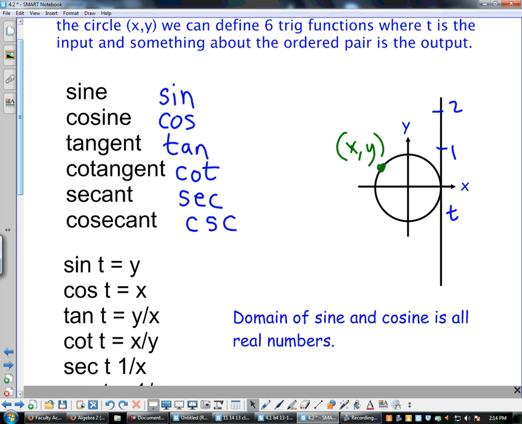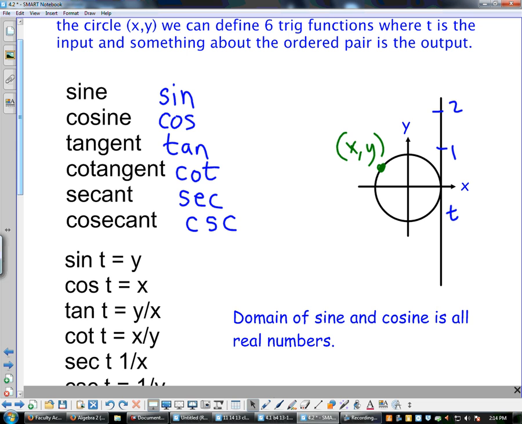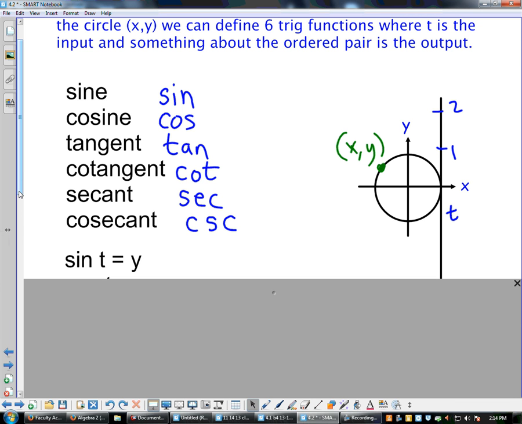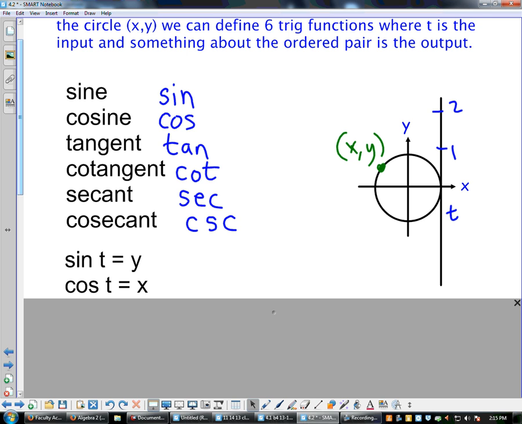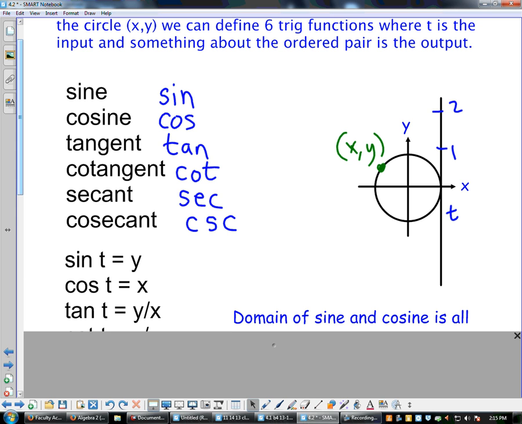So the sine of angle t is always going to be the y coordinate. The sine of angle t is the y coordinate. The cosine of angle t, or the real number t on the number line, is the x coordinate. The tangent of the real number t is going to be the y divided by the x.